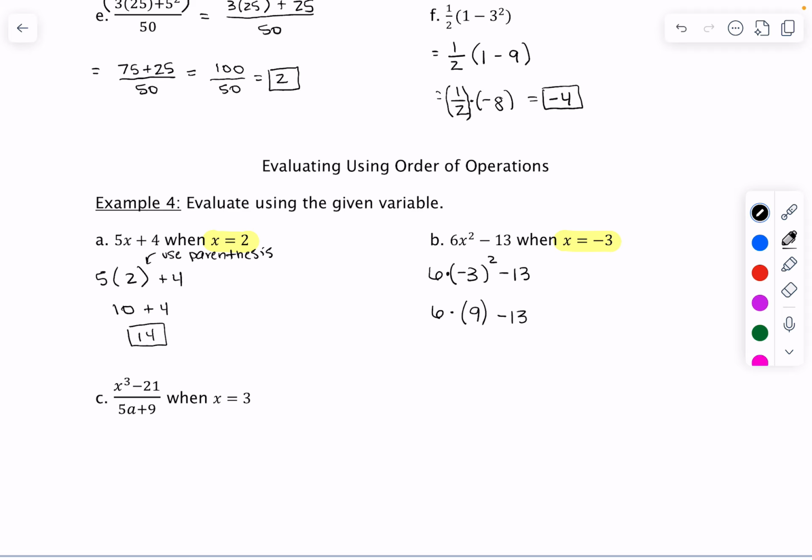Now we'll do the multiplication. 6 times 9, which is 54. 54 minus 13, that's going to give us 41.